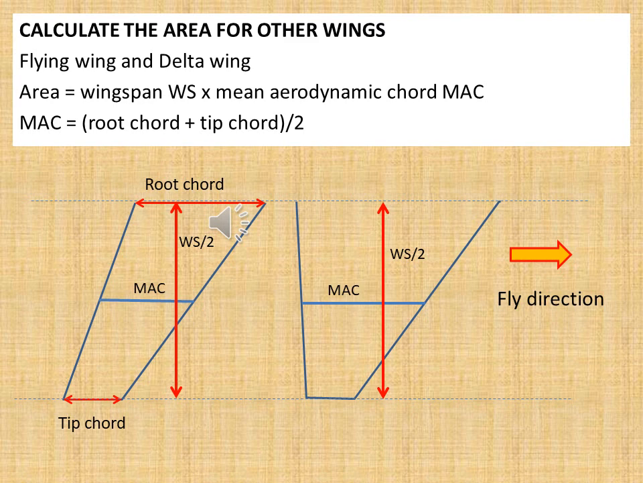Calculate the area for other wings: flying wing and delta wing. Calculation is similar to trapezoidal wings. Area equals wingspan multiplied by mean aerodynamic chord, or MAC. MAC equals tip chord plus root chord, divided by 2. Then wingspan equals area divided by MAC.